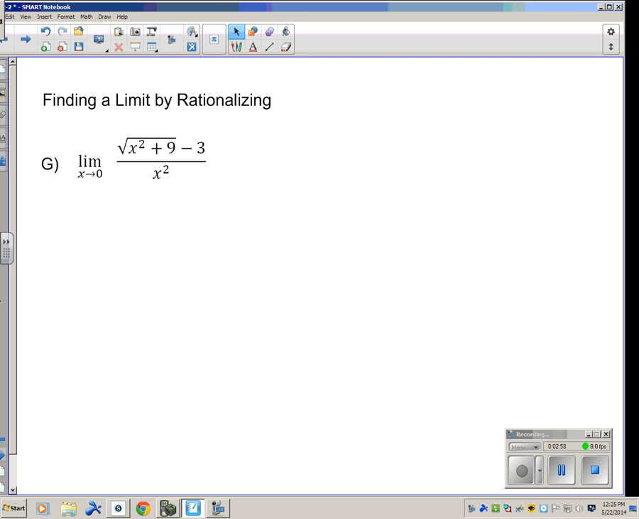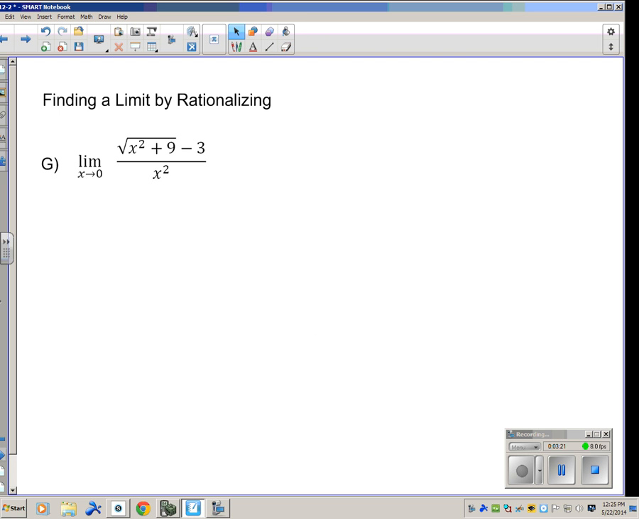Find a limit by rationalizing. Notice you've got a square root, so that's not very helpful. It's not like you can take the square root of x squared and the square root of 9, because they're attached by addition. If you had the square root of 9x squared, sure, we could take the square root of that, and that would give us 3x. But that's not what they gave us. They gave us the square root of x squared plus 9.